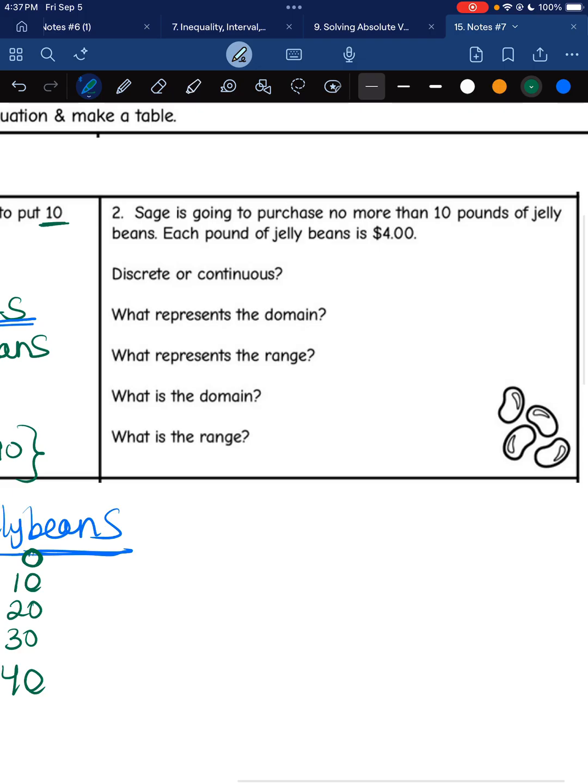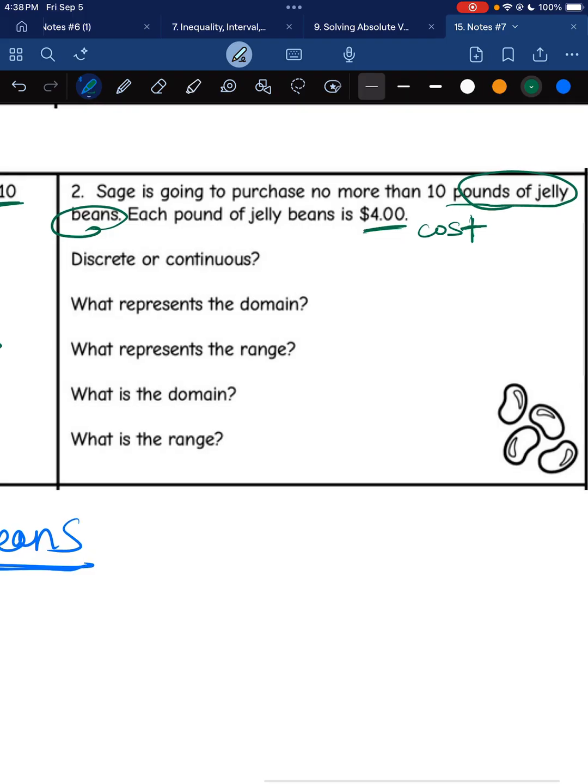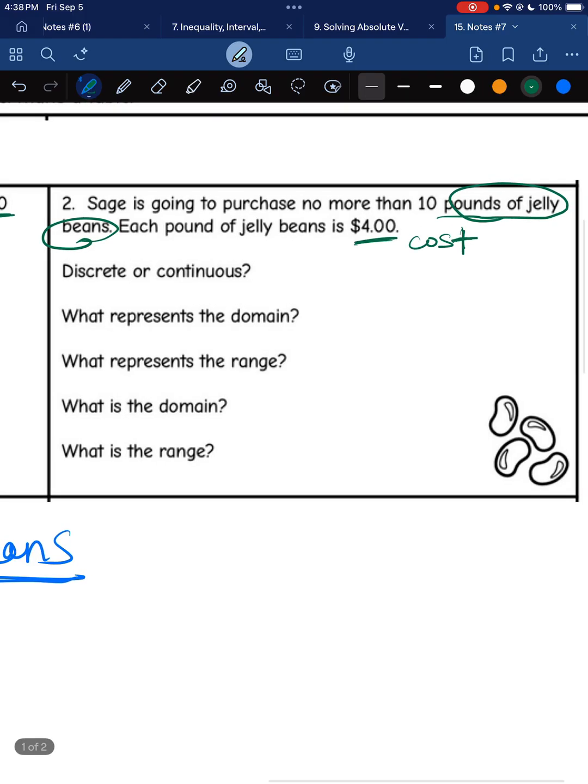For the next one, we are talking about pounds of jelly beans. And we are talking about money. So I'm going to say cost. So between these two, I'm going to start with what represents the range. So the one that I cannot change is the cost. I already know it's $4. I can't say it's going to be $3. No, it's going to be always 4. So that means that the pounds of jelly beans is the domain.